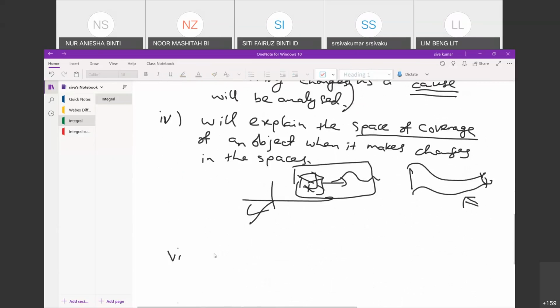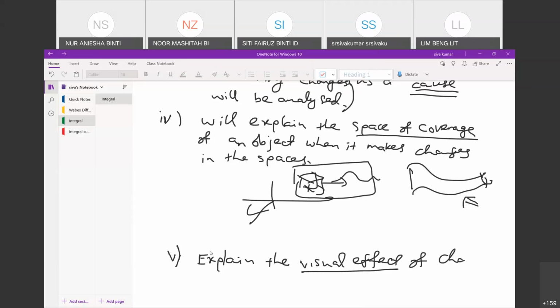Number 5, that basically we may say is explain. In simple terms, it's actually explaining the visual effect. It's giving us the visual, or explaining the visual effect of changes in the space.